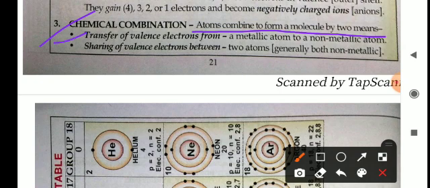The first is the transfer of valence electrons from a metallic atom to a non-metallic atom. So in the first condition, when a chemical combination takes place, a valence electron transfers from the metal atom to the non-metal atom. The second condition is sharing of valence electrons between two atoms, generally both non-metallic atoms. So two basic conditions are responsible for chemical combination and the formation of a molecule.